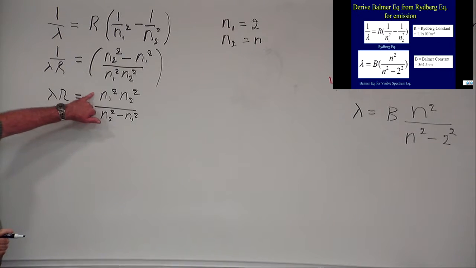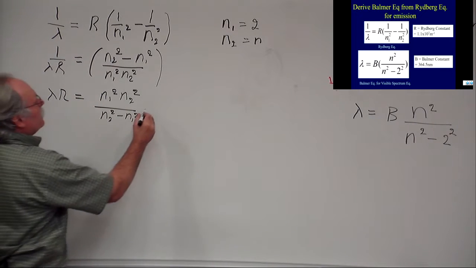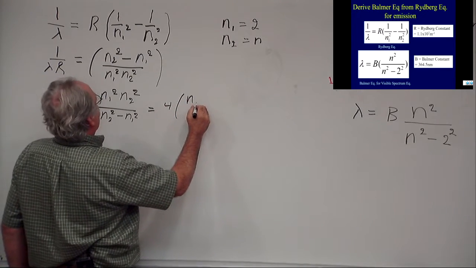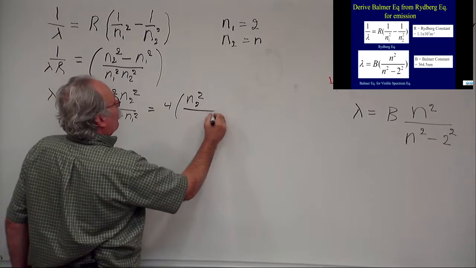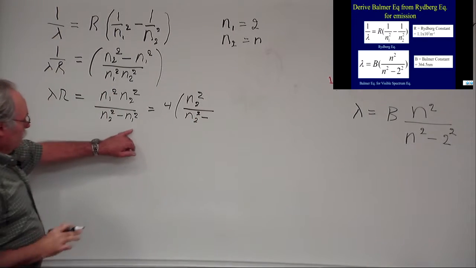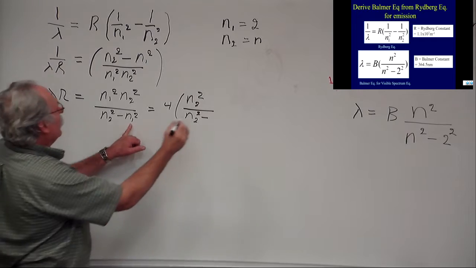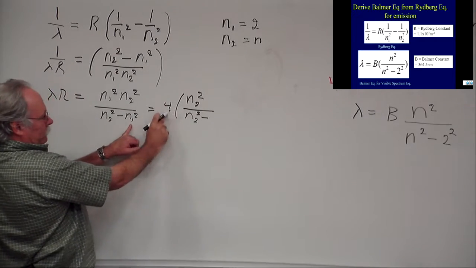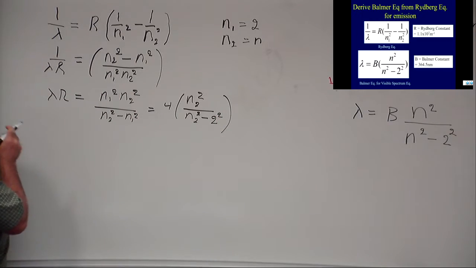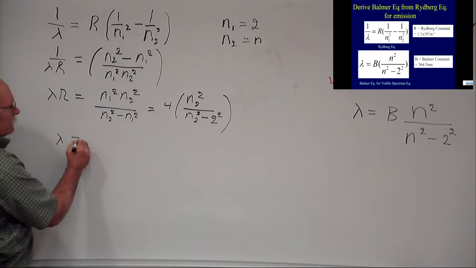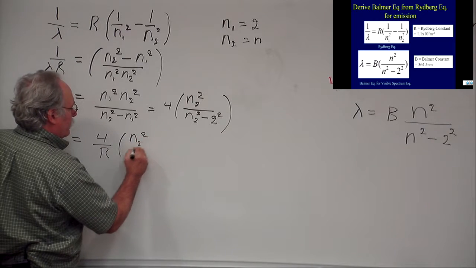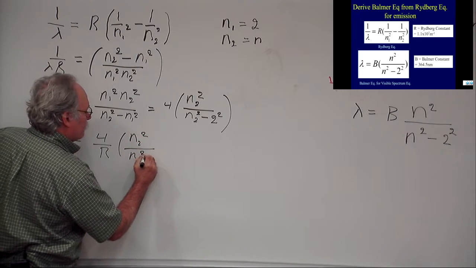And we note that n1 is equal to 2. So this is equal to 4 times n2 squared over n2 squared minus, now n1 is equal to 2, or 2 squared, which is 4. Okay, and now I can say lambda is equal to 4 over R times n2 squared over n2 squared minus 2 squared.